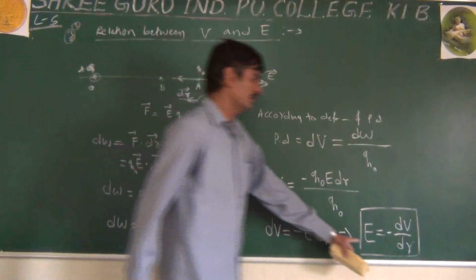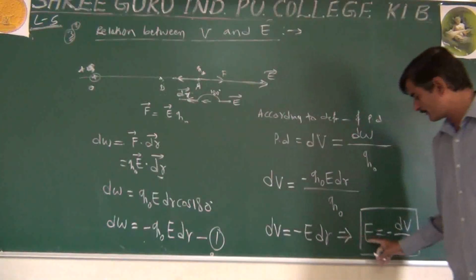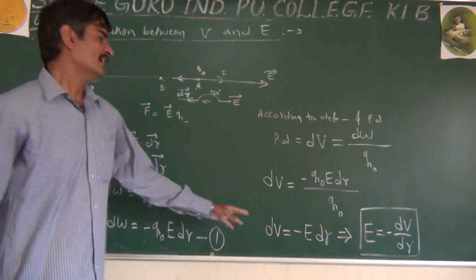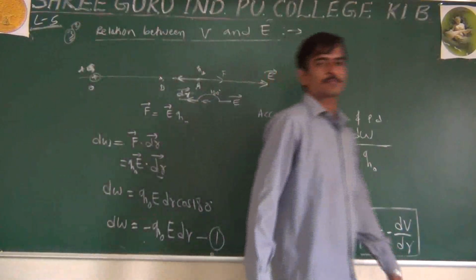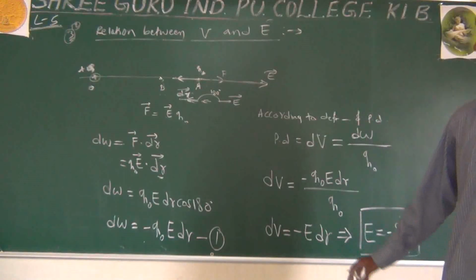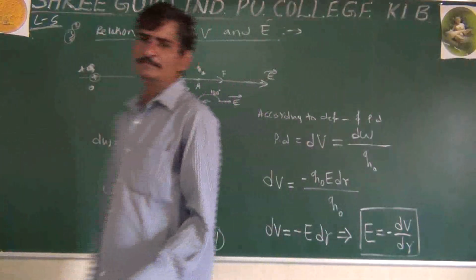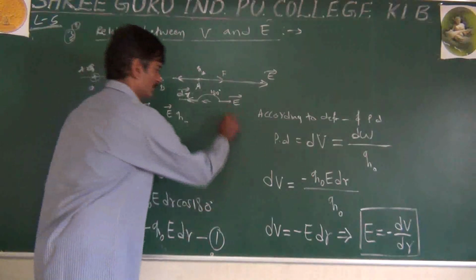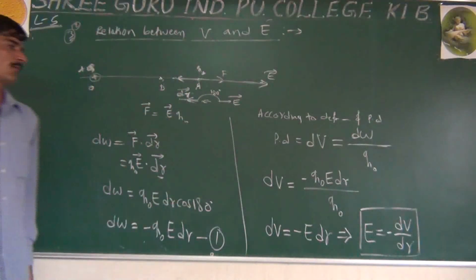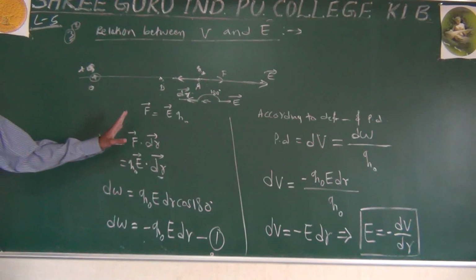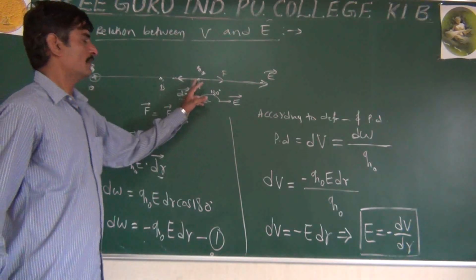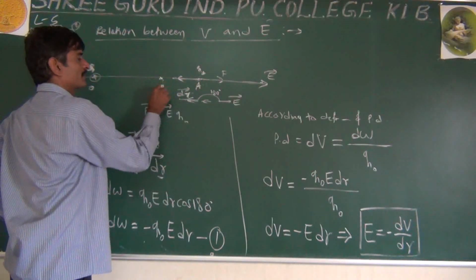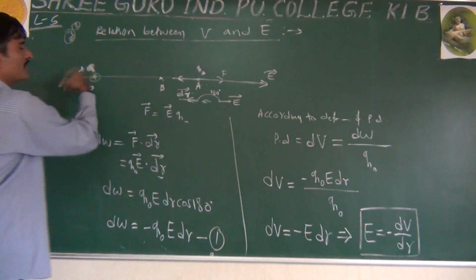So this is the relation between electric field intensity and electric potential. Understood? Simple. 2 or 3 marks they will ask. Just you have to do this much mathematics. Understood? Very simple.